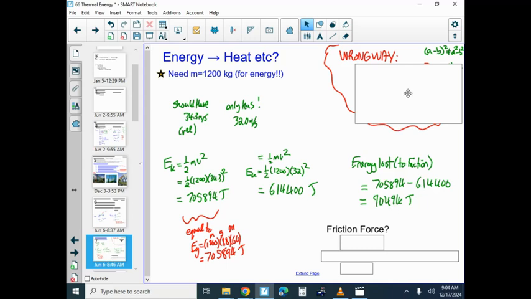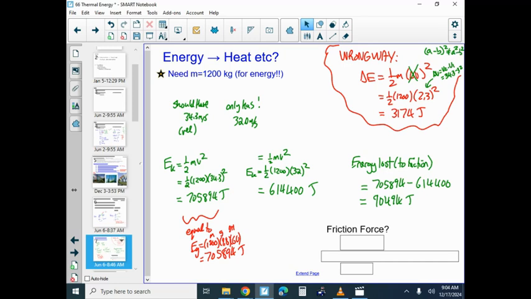Notice that if you did it the wrong way, if you did the 34.3 take away the 32, you'd have your change in velocity of 2.3.